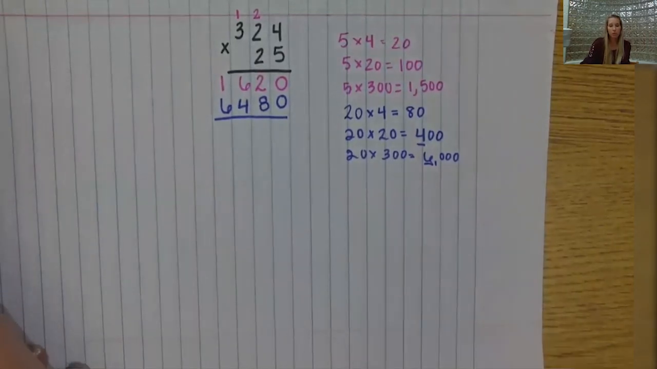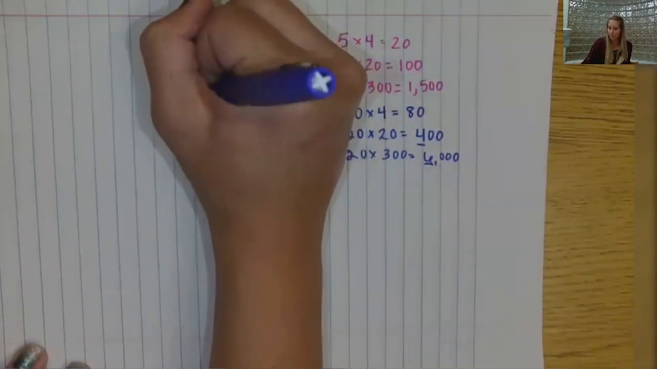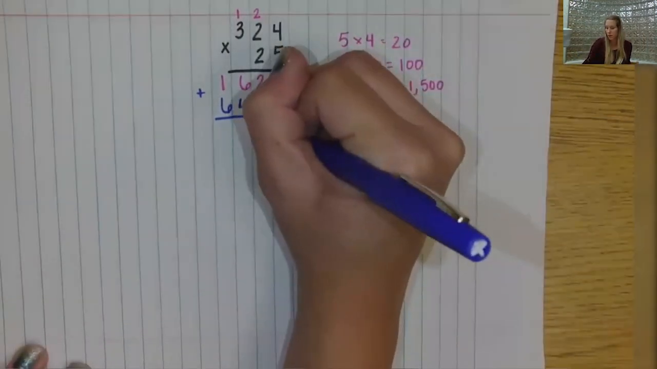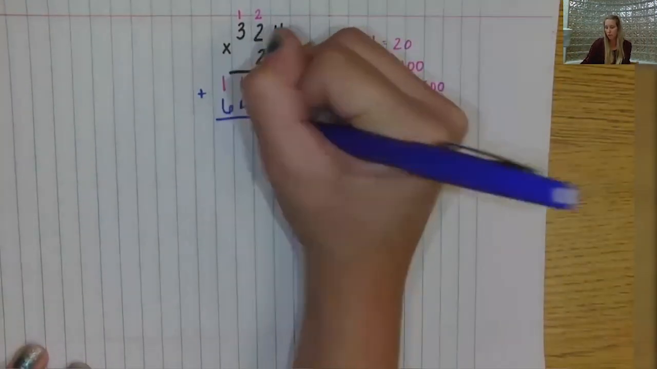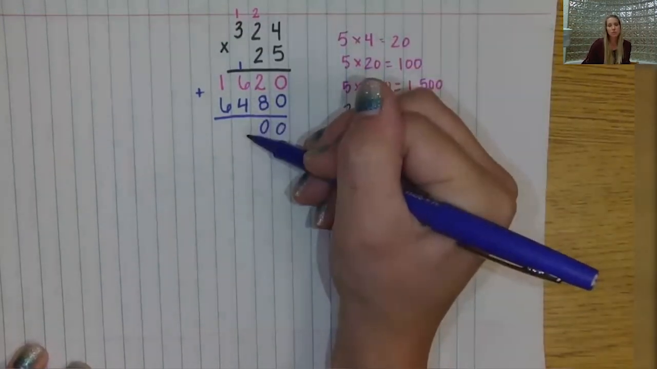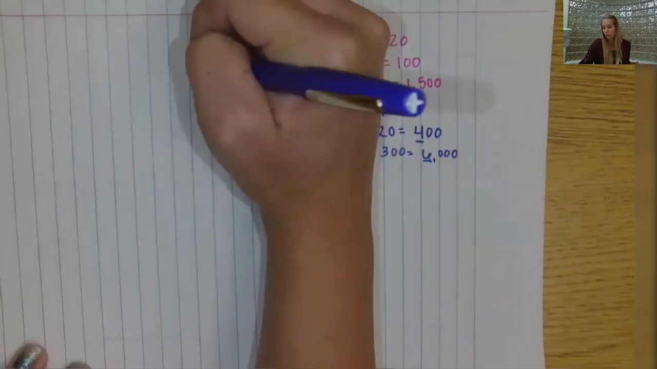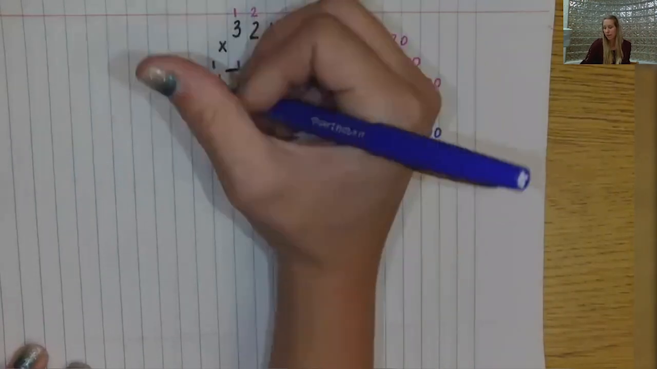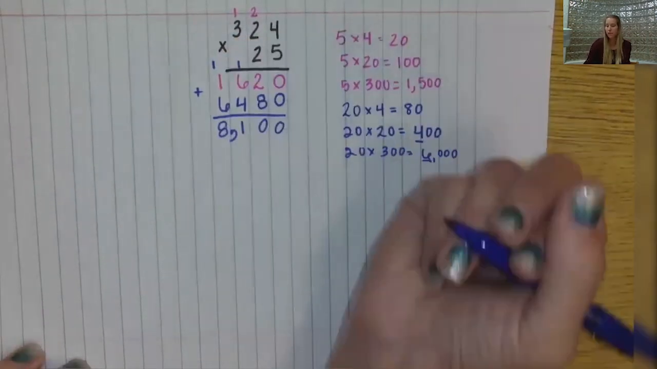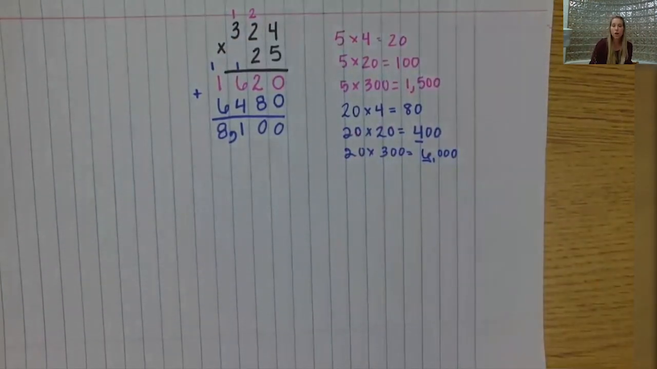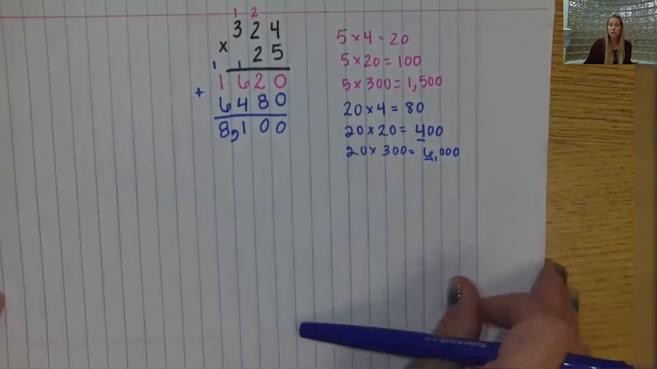Now remember, what do we do with our partial products? That's right, we add them. 0 plus 0 is 0. 8 plus 2 is 10, regroup a 1. 6 plus 4 is 10, plus 1 is 11, regroup a 1. 6, 7, 8. So our final answer is 8,100. Great work. Now, let's solve another problem together and follow along with me again on your paper.